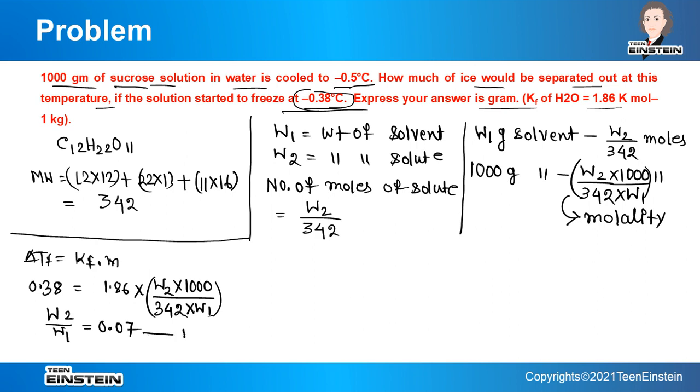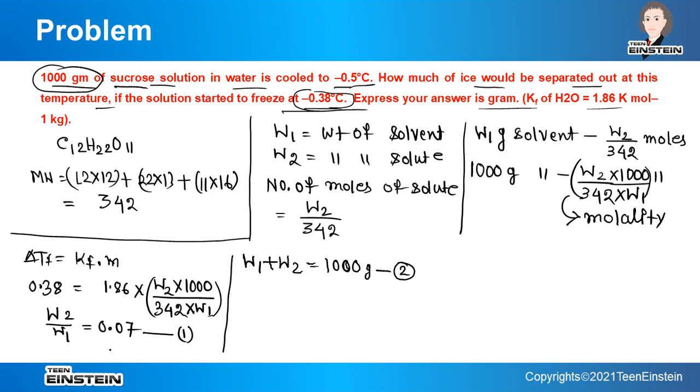So suppose this is equation number 1, and here also it is given that 1000 gram of solution, that means the weight of the solution is 1000 gram. Now what it means is that W1 plus W2, that is weight of solvent plus weight of solute, will be equal to 1000 gram. So this is equation number 2.